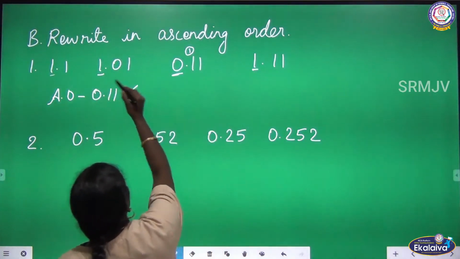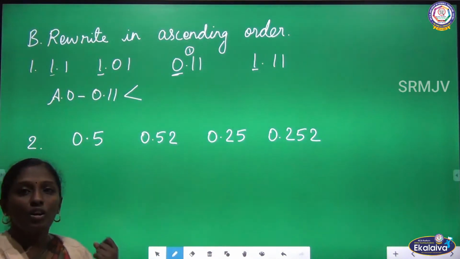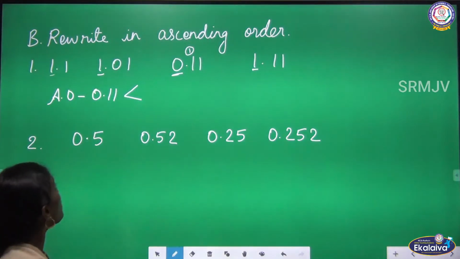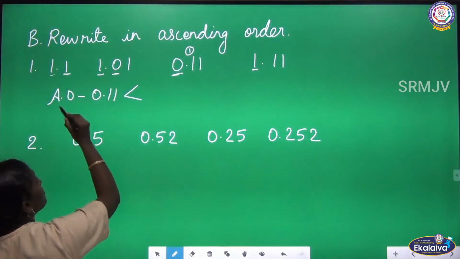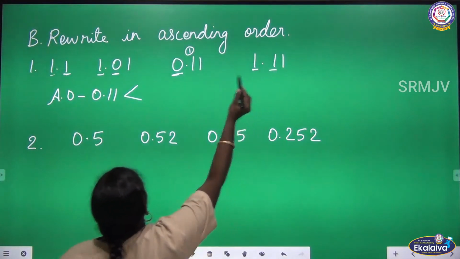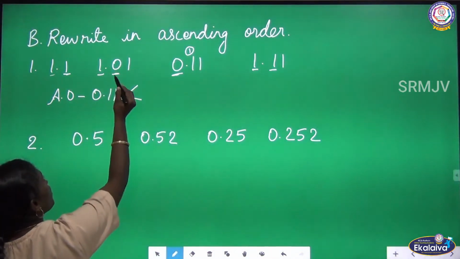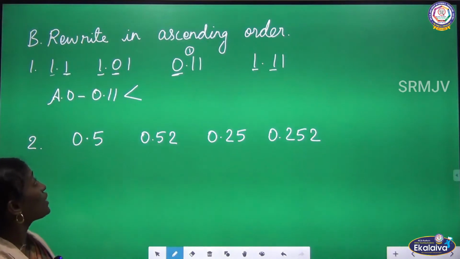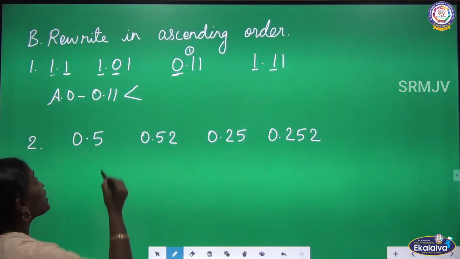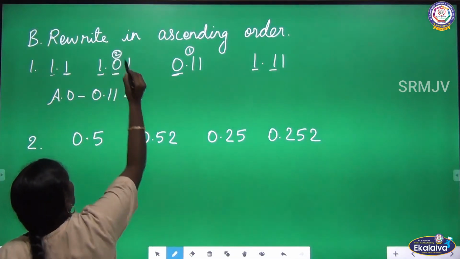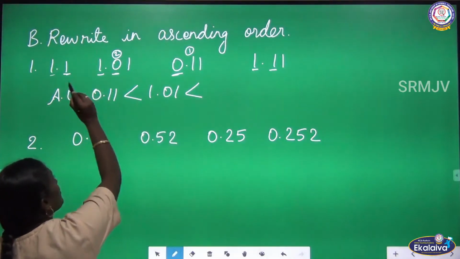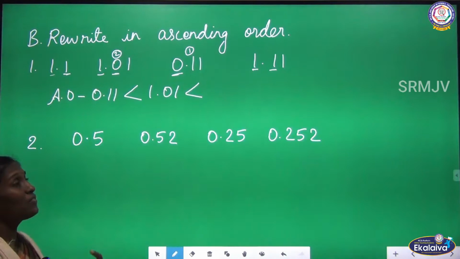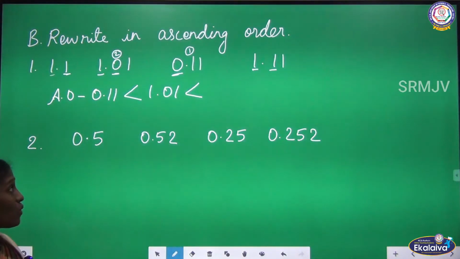In the 3 decimal numbers, we are having whole number as 1. So what we have to do? We have to check the first decimal place. Here we are having 0. So 1.01 is the second smaller number. Okay, 1.01.